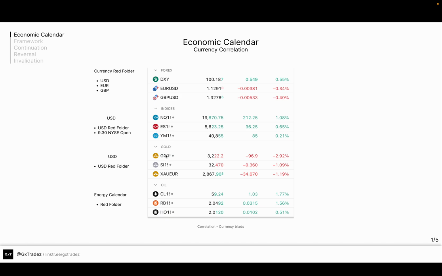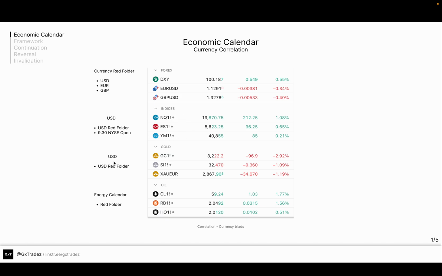In gold, I'm referring to gold, silver, euro, or XAU euro as the three correlated markets in this asset class, and then this is for oil, right? So it's pretty important to understand what affects that asset class. So obviously USD red folder affects indices, and then 9:30 New York Stock Exchange open every single day. Now this 9:30 open is only specific to indices only.